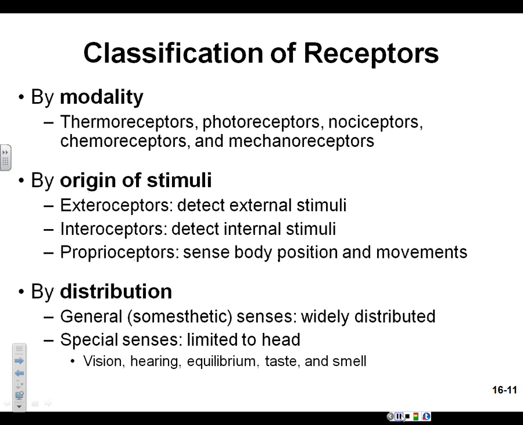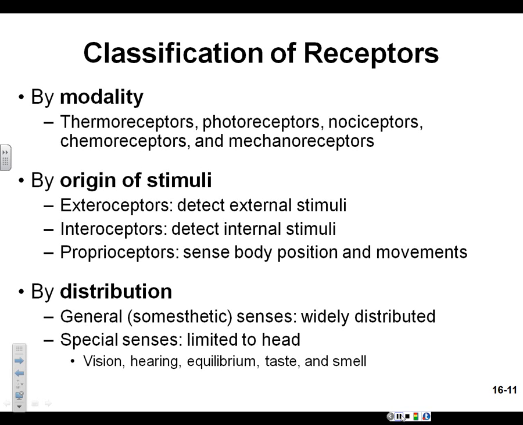All right, modalities: thermoreceptors, temperature; photoreceptors, light; nociceptors, pain; chemoreceptors, chemicals such as sodium, potassium, chloride, calcium; and mechanoreceptors deal with pressure. Again, you have exteroceptors, outside; interoceptors, which detect stimuli internally; and proprioception is body position in space, where we talked about our alpha neurons and the Golgi tendon apparatuses.